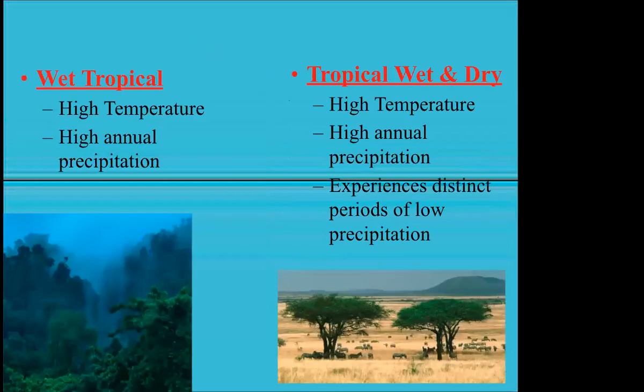So wet tropical, high temperatures and high annual precipitation. Okay, tropical wet and dry, we've got high temperatures, high annual precipitation, and these experience distinct periods of low precipitation. Okay, so you've got high precipitation, low precipitation, periods of low precipitation.